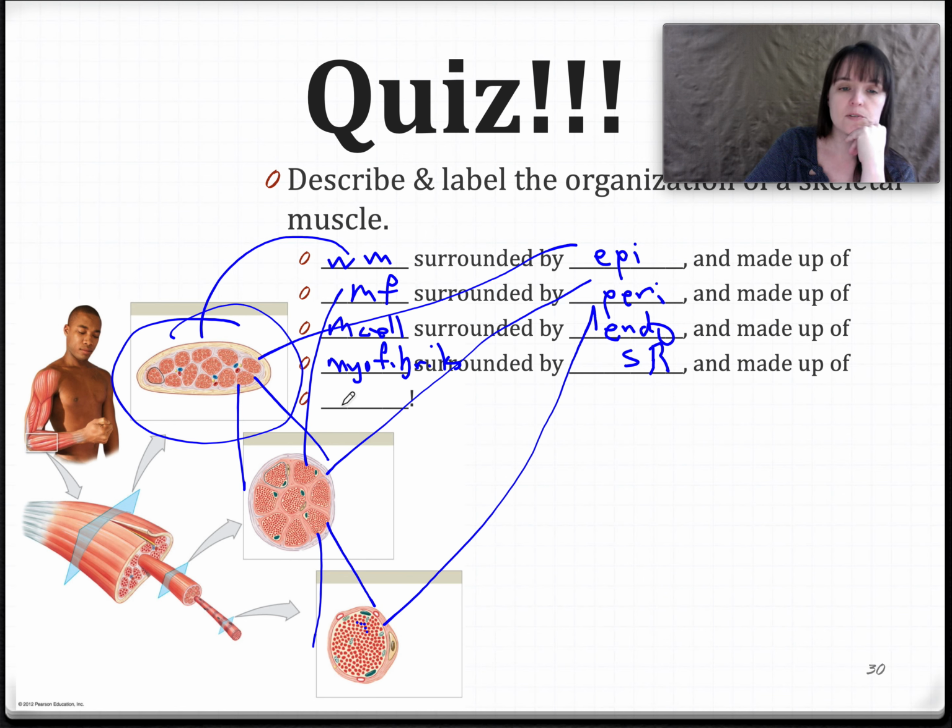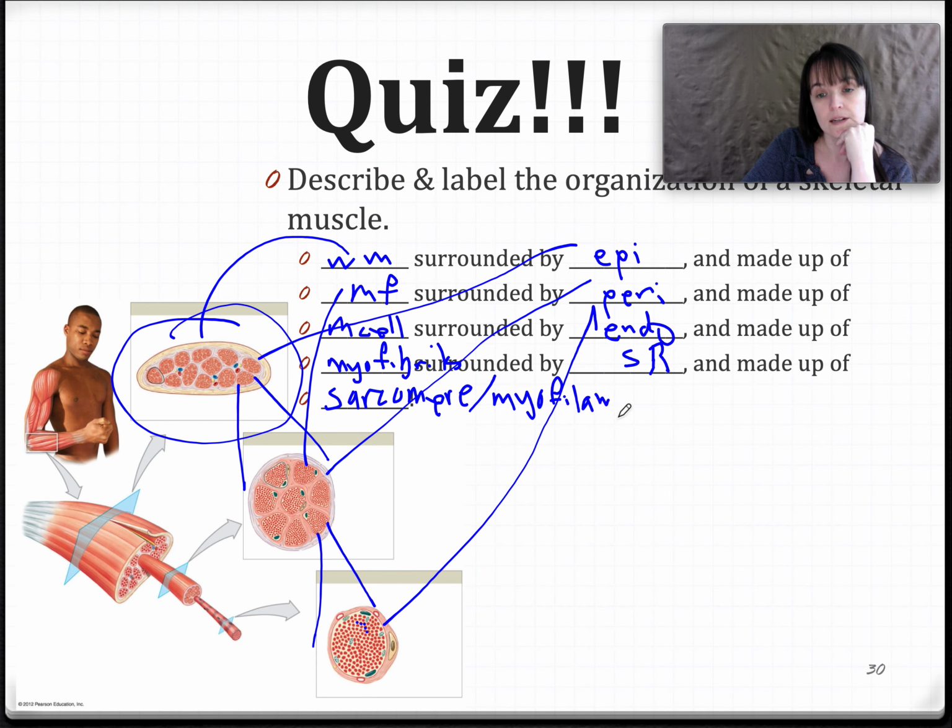And the myofibril is made up of, you can go two ways here. You can go sarcomere, because it's made up of sarcomeres. And the sarcomeres are made up of myofilaments. And just to continue, what are the two myofilaments? Thick and thin.